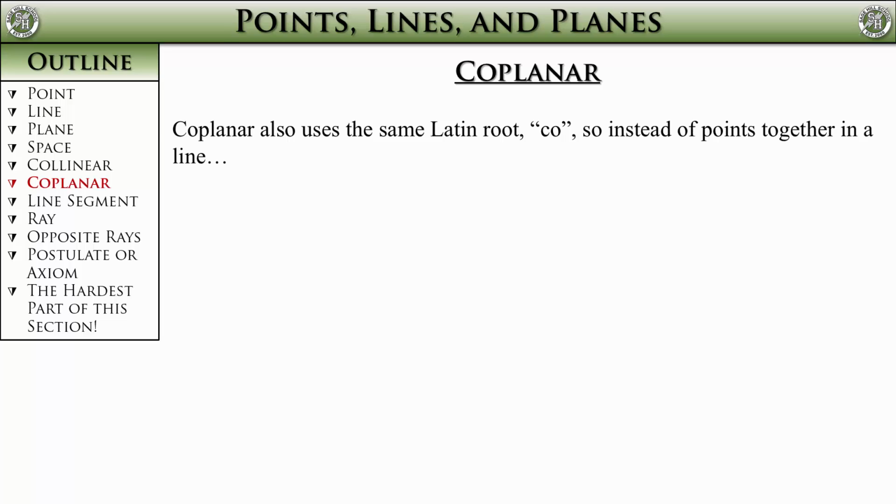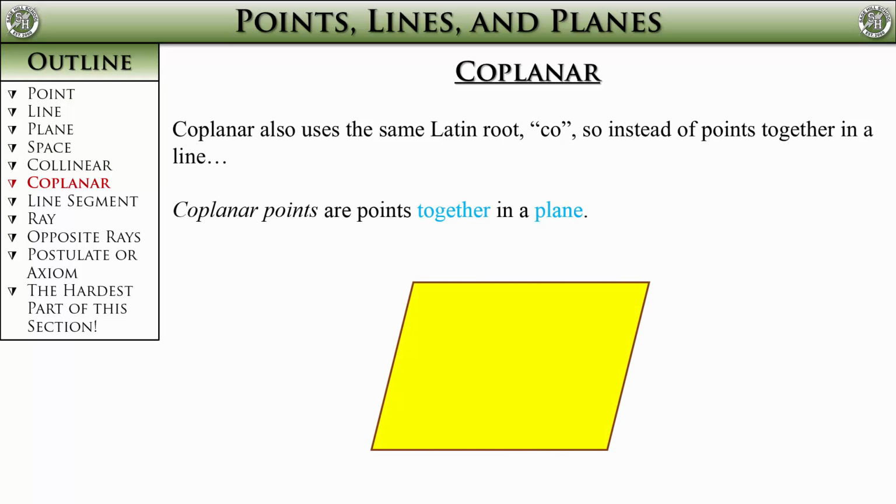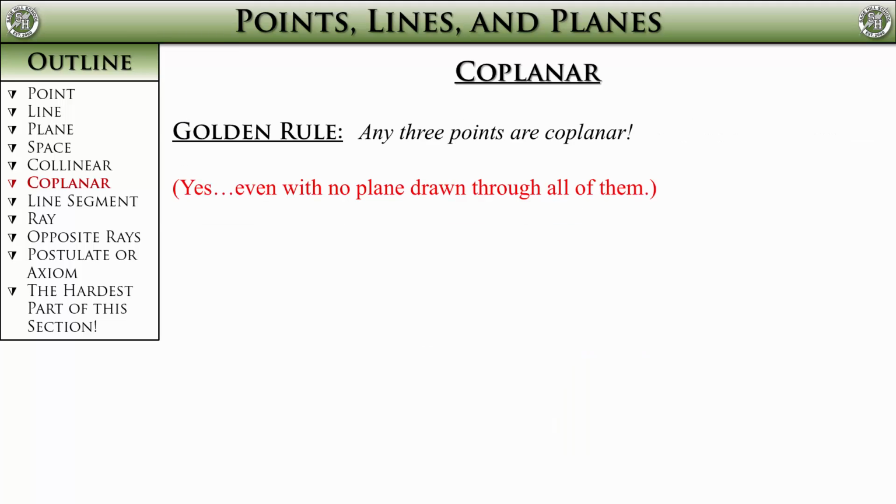Coplanar is very similar. Coplanar also uses the same Latin root co, so instead of points together in a line, coplanar are points together in a plane. Here is a very yellow plane. Let's mark 4 points in the plane. Since all of these points lie in the yellow plane, we can say that these 4 points are coplanar. That's all there is to it. That's how coplanar works. Another golden rule. This time, though, we know that any 3 points are definitely coplanar.